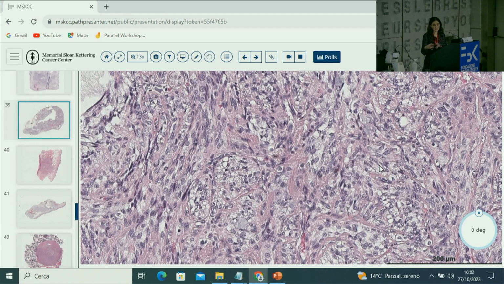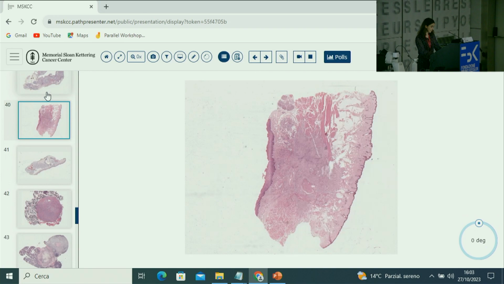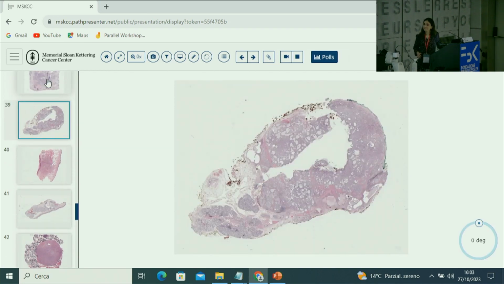I find that looking at different examples and knowing the different varieties and variants of any entity, including myoepithelioma, is helpful to avoid a misdiagnosis. For instance, there is a spindle variant of myoepithelioma, and the cells can look quite spindle, as we see here. And in this case, MAML2 can be helpful.